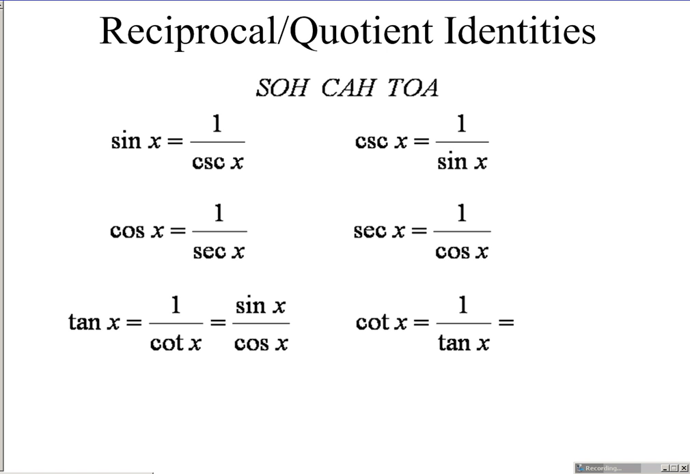And now if we know that cotangent is simply the reciprocal of tangent, instead of sine over cosine, we're going to have cosine over sine. So there's your first 8 identities. Again, those will be quizzed often throughout the next 2 chapters.